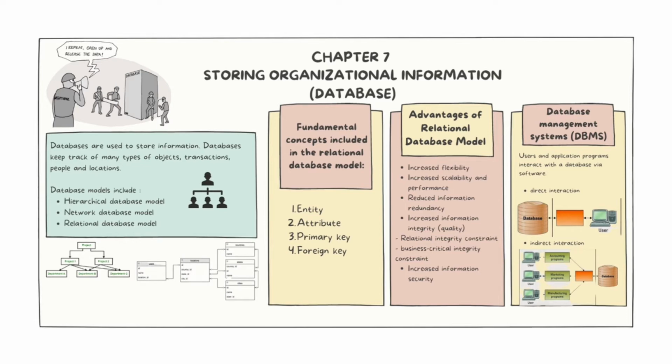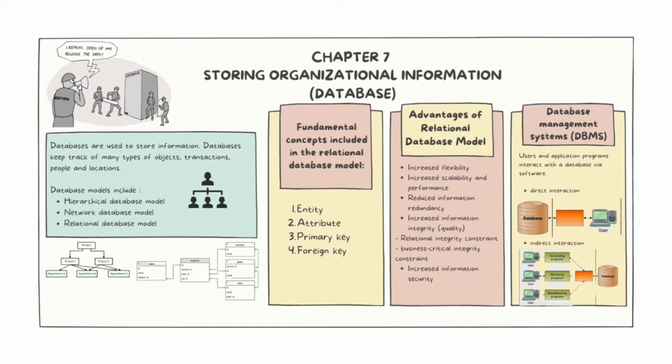Next, I'm going to proceed with the fundamental concept included in the relational database model, which is entity, attribute, primary key, and also foreign key. Entity in the relational database model is a person, place, thing, transaction, or event about which information is stored. However, attributes called fields or columns are characteristics or properties of an entity class. Primary keys and foreign keys identify the various entity classes, such as table, in the database.